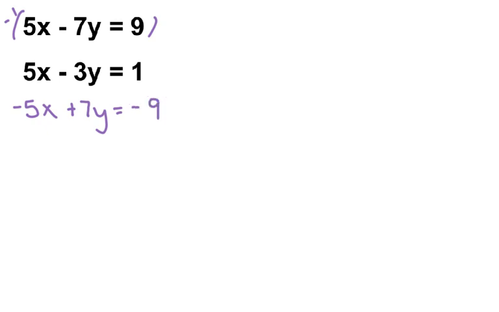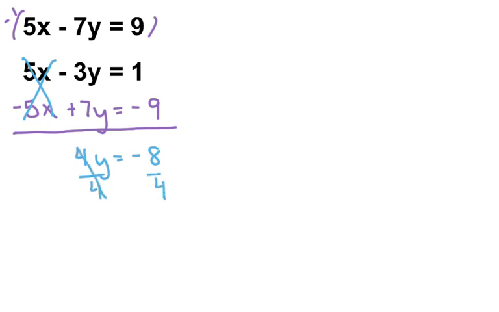Some like to choose the one with smaller numbers, which would be the second equation. Either or, it doesn't matter. So now we're going to go ahead and eliminate our x's because that would be 0. Negative 3 plus 7 is 4y. And 1 plus negative 9 is negative 8. So now we divide by 4. So y will be negative 2.